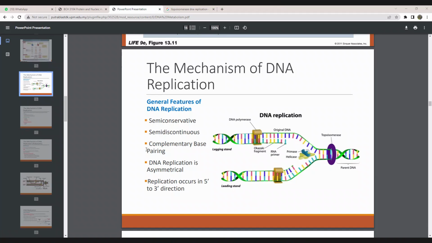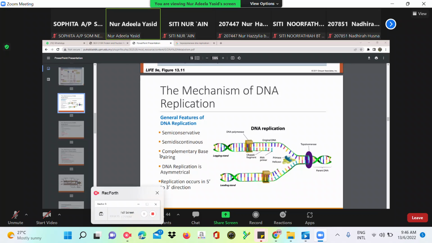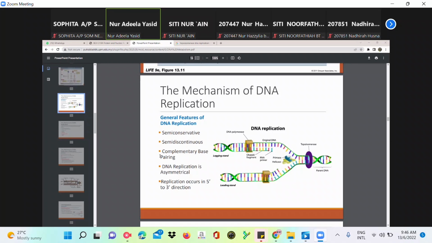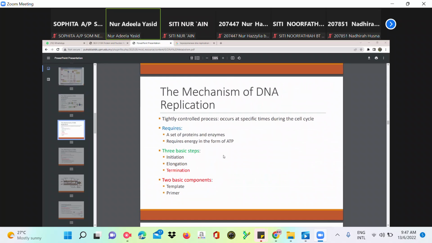Okay, 5' is, if you remember the structure of nucleotide, where the phosphate is located, and it reacts with the 3' hydroxyl group of another nucleotide to form a phosphodiester bond. That makes a backbone for the DNA structure. Okay, so I think I have explained this.